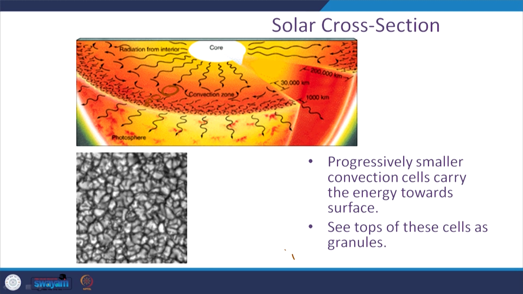One important thing that you must notice from this figure is that the size of the convective cells decreases as you travel away from the core. Okay, we will try to address why such a thing happens.